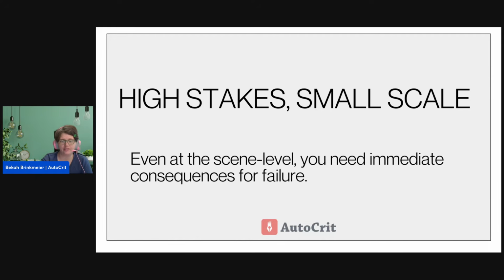If the stakes of a scene feel low, I want you to consider amping it up a little bit. Maybe you need to add a time limit or make the failure of that micro goal more personal to the protagonist. We want high stakes, even on a smaller scale.